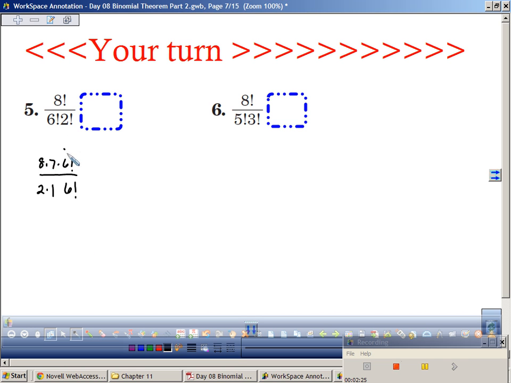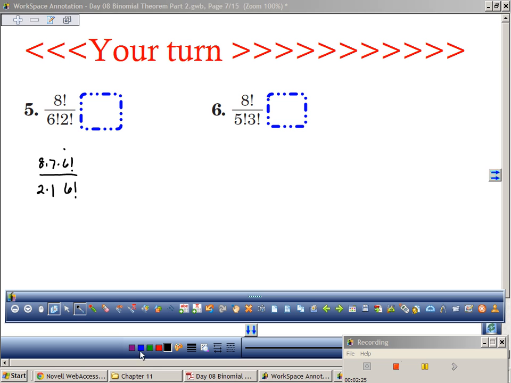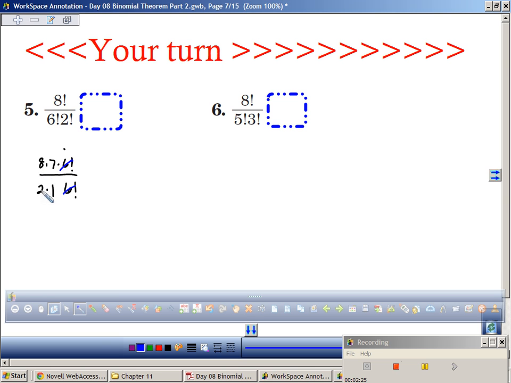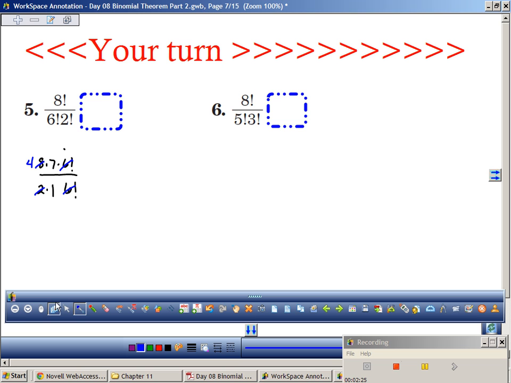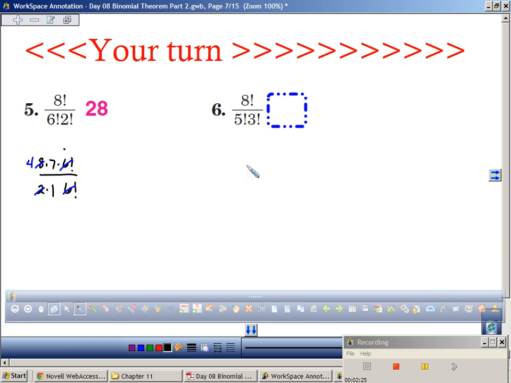8 factorial is 8 times 7 times 6 factorial, instead of writing it all the way up. And 6 factorial is 6 factorial, and these are going to cancel. Correct? And then 2 factorial is 2 times 1. This is important, okay? The 2's cancel, and I'm left with 4 times 7. So the answer is 28. Okay? Let's try another one.